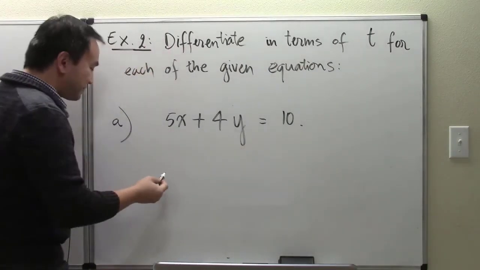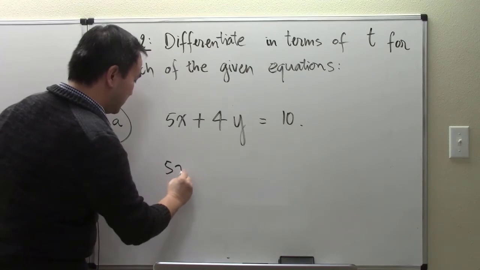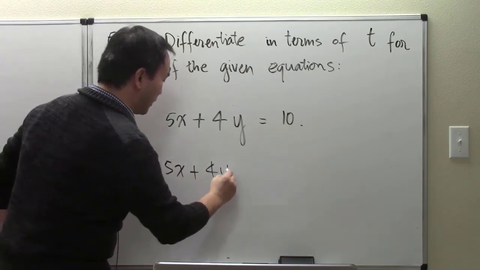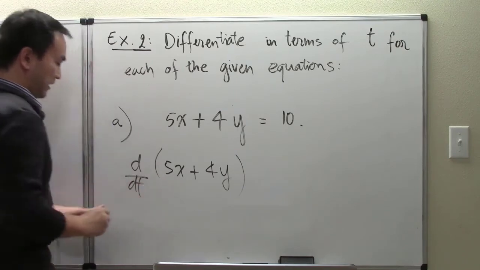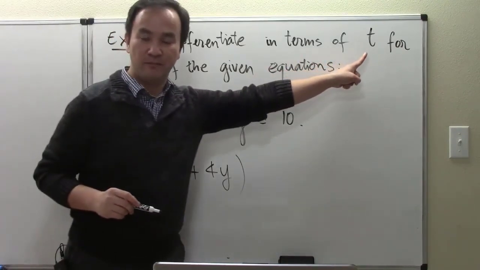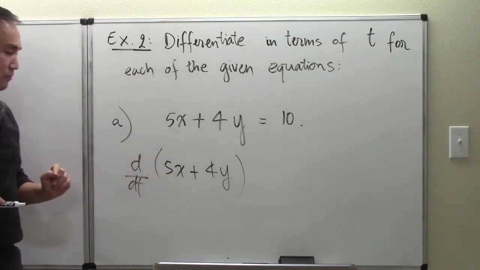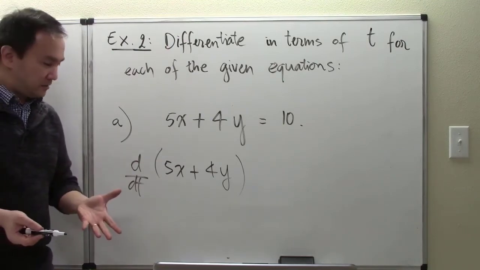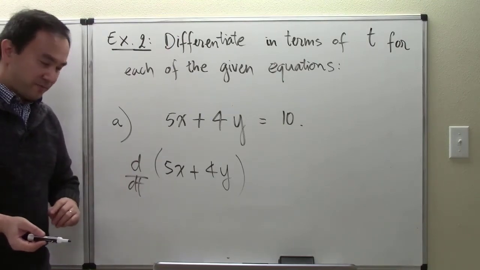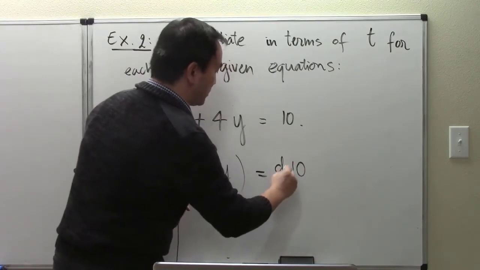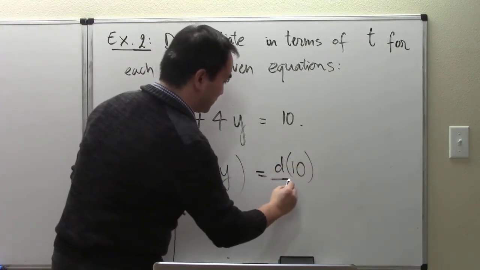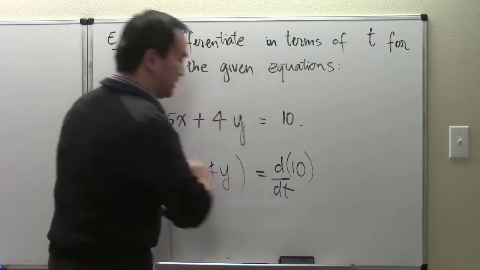So on my left-hand side, 5x plus 4y, I am going to differentiate in respect to t. That's the requirement of the problem. We are differentiating the problem in terms of t. Okay, and the right-hand side is a constant 10 right here, and we are differentiating that as well, in terms of t.